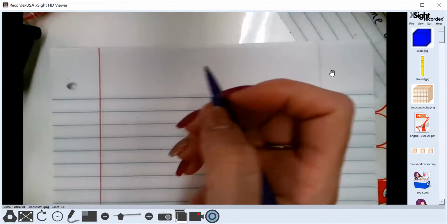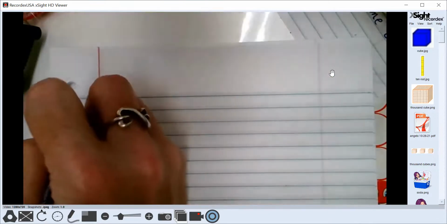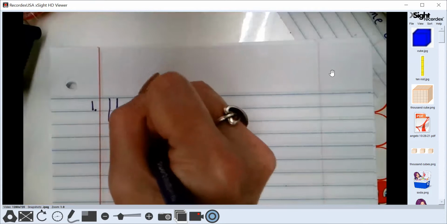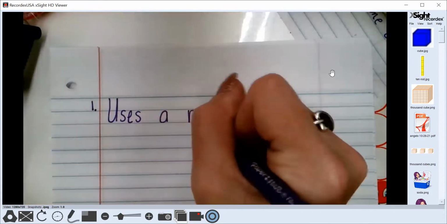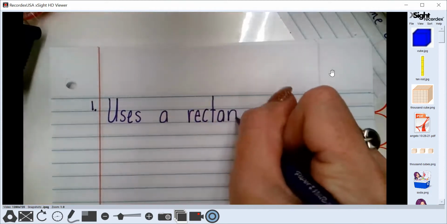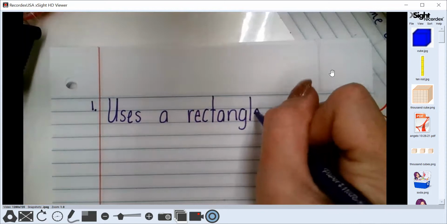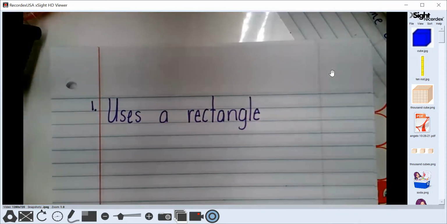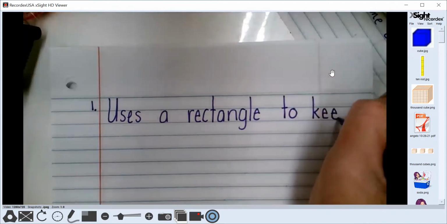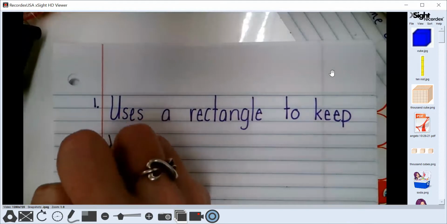All right, so now we are going to talk about how area model works. So there are some rules or the concepts to it. So number one is the area model uses a rectangle to keep your work organized.